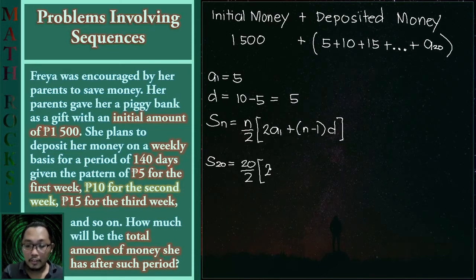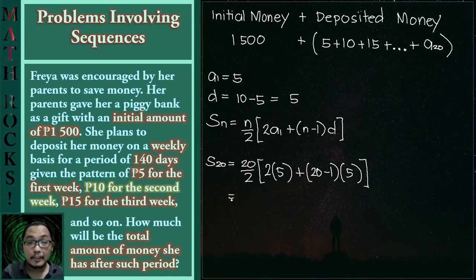And since the n changes to 20, this also changes as well to 20. And now for the value of a sub 1, we have a 5. And the n again changes to 20. And for our common difference, we have a calculated value of 5. And now let us simplify this resulting equation. So 20 divided by 2 is 10, while 2 times 5 is 10, while this gives us a 19.